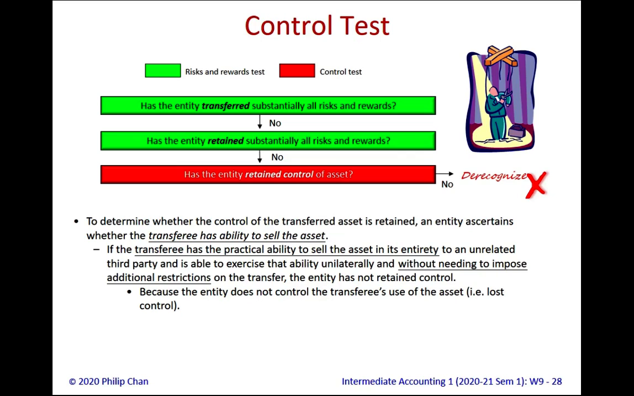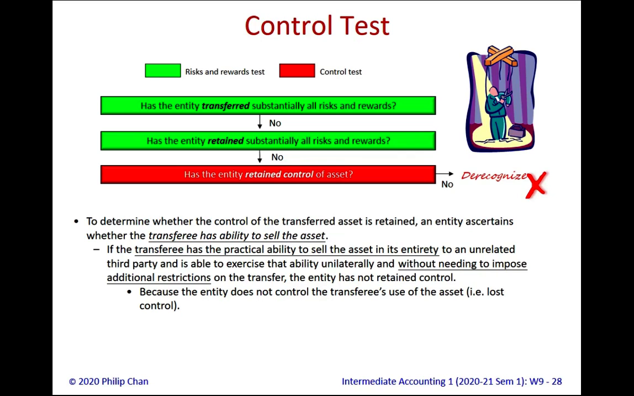An entity ascertains whether the transferee has the ability to sell the asset eventually. So can the transferee, i.e. the buyer, the ultimate buyer, right? So you sell the financial asset to a third party, a buyer. Can the buyer sell this asset? If the answer is yes, then there is no problem to say that you have not retained the control. If you don't retain the control, you can derecognize the asset.